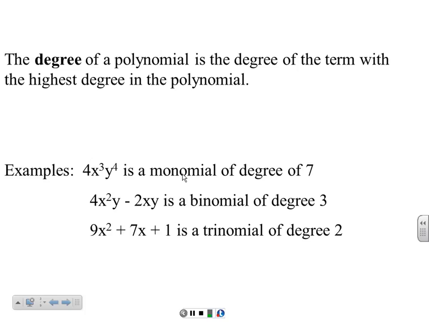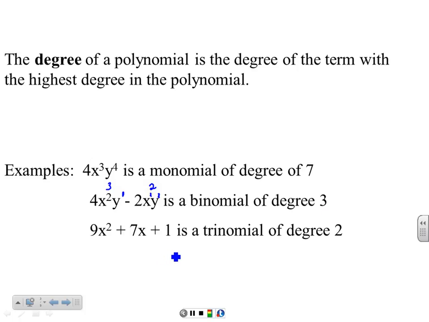But when you get to anything aside from a monomial, such as a binomial, trinomial, quadrinomial, or anything else, you're going to find the degree of each term and go with the highest degree. For example, the degree of this first term is 2 plus 1. There is a 1 there. So the degree here is 3. And the degree for this term is 2. So the degree of this whole binomial is 3, because that's the highest degree term that we see.